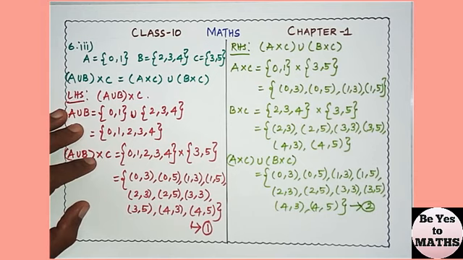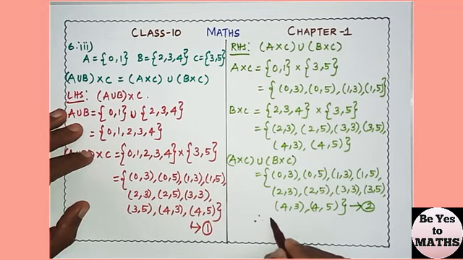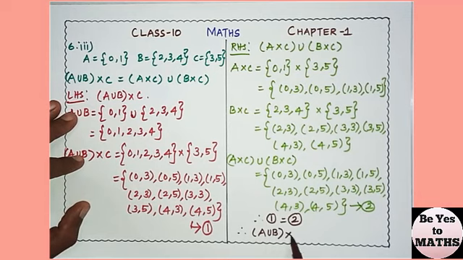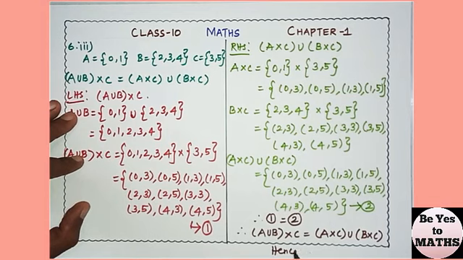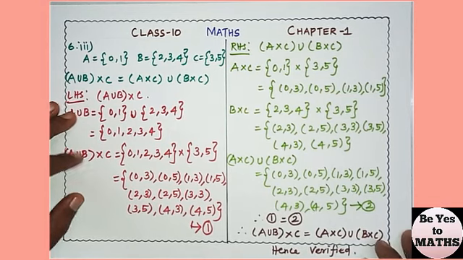Now we see equation 1 and 2. Both are equal here. So therefore equation 1 is equal to equation number 2. Therefore (A union B) cross C is equal to (A cross C) union (B cross C). Hence verified. We have verified this condition.